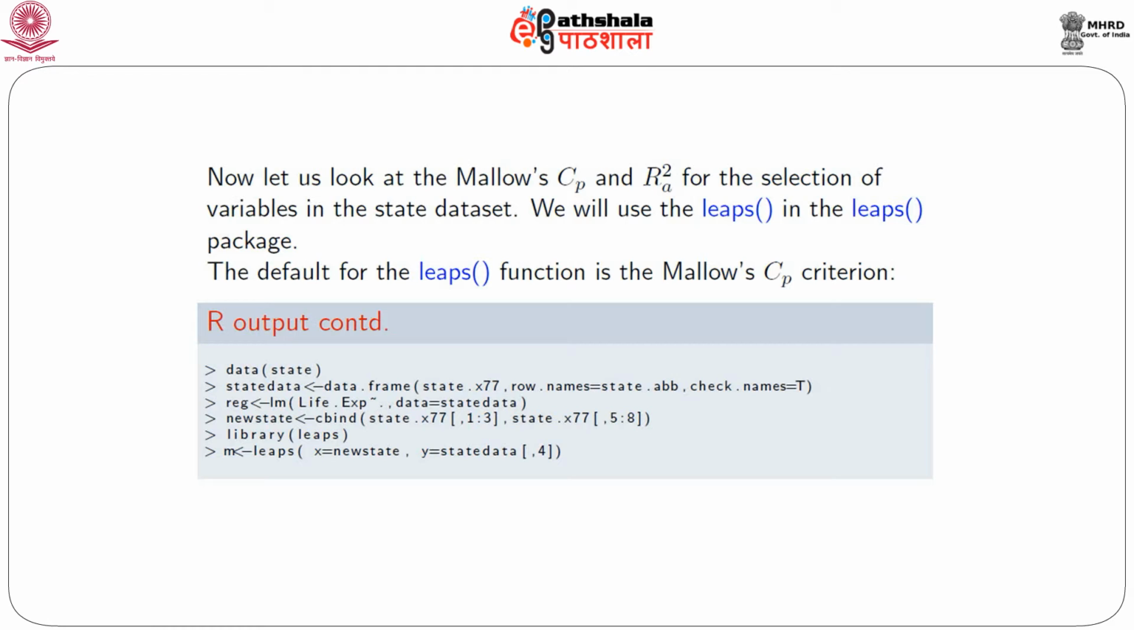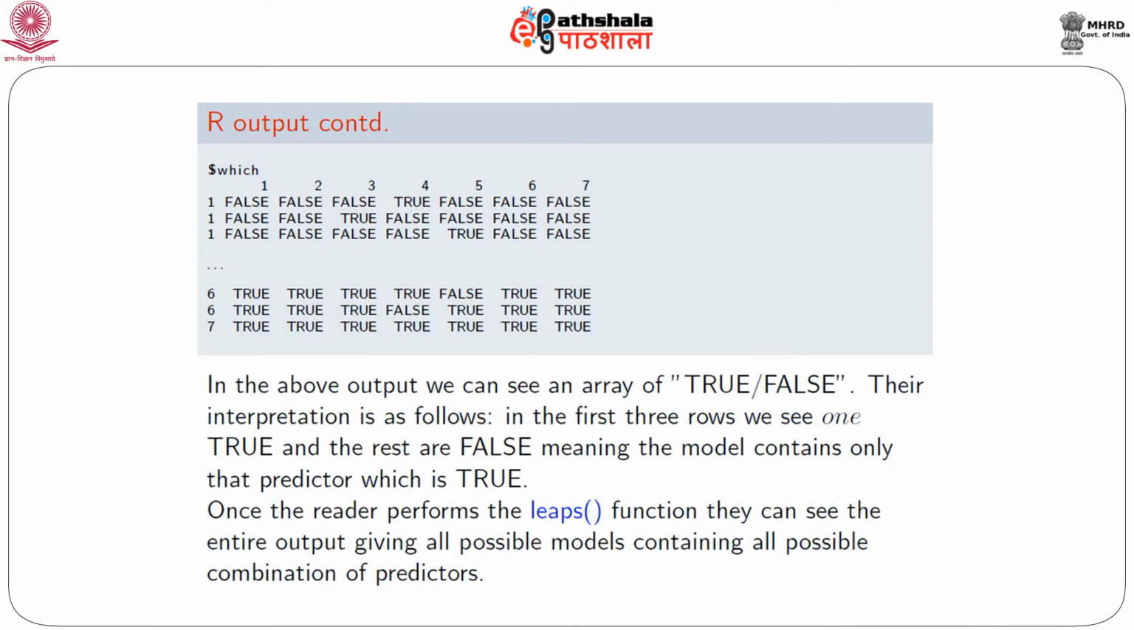So, as you can see here, we have used X equals new state, where new state is the data set which contains the state data set only the columns 1 through 3 and 5 through 8, and these are the columns that contain data for the regression predictor variables. So, this is the R output.